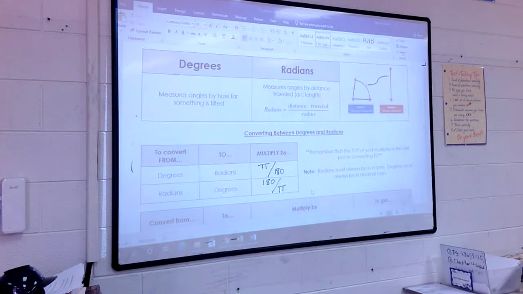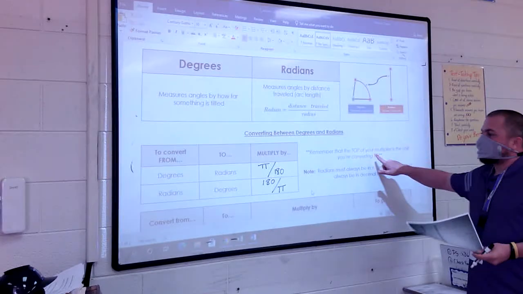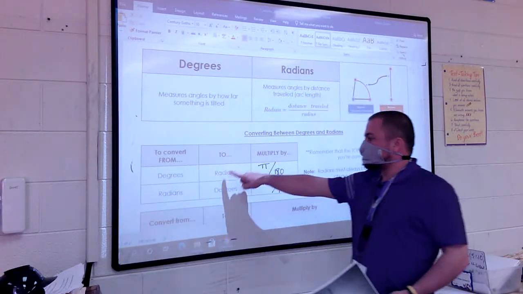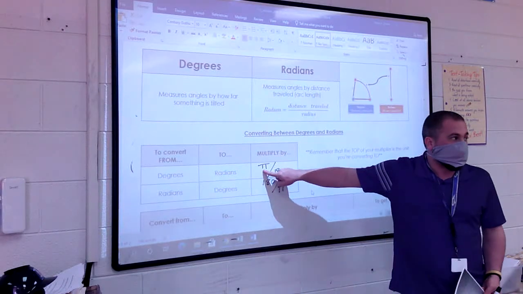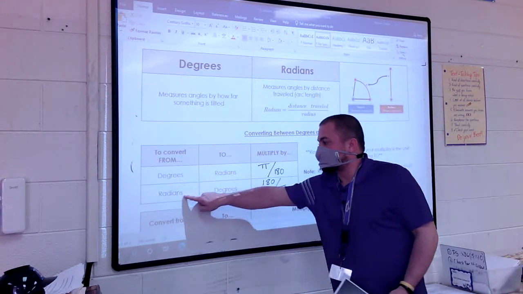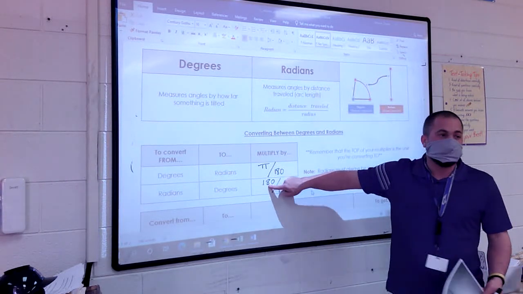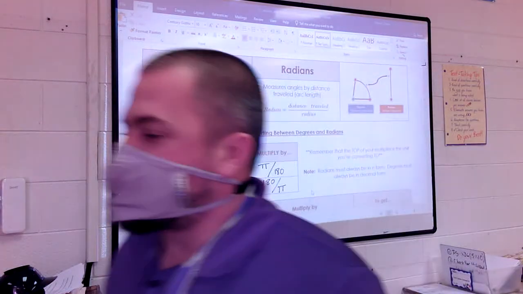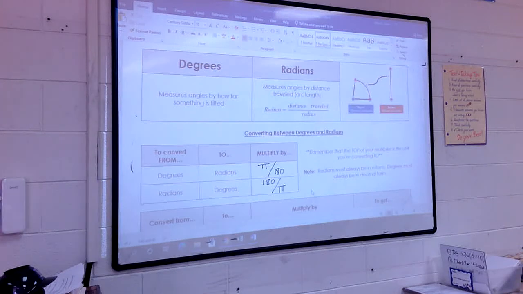So if it's in degrees and you want to convert it to radians, it also says, remember, the top is what you're converting it to. So think about it. If it's in degrees and you're changing it to radians, you're actually changing it into pi. If it's in radians and you're changing it to degrees, you're changing it into 180, which is degrees, because 180 equals pi. Okay, so I can probably make it even easier than that formula, but that is the formula to change it from degrees to radians and radians to degrees.